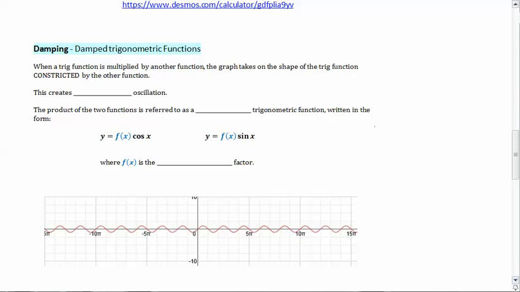So we call this damped oscillation. Oscillation, you know, we're going up and down, up and down, up and down. These are our cosine graphs or our sine graphs. And damped is that we are restricting that. The product of two functions is referred to as a damped trigonometric function, written in the form y is equal to some f of x times cosine x, or some f of x times sine x, where f of x is, you guessed it, the damping factor.